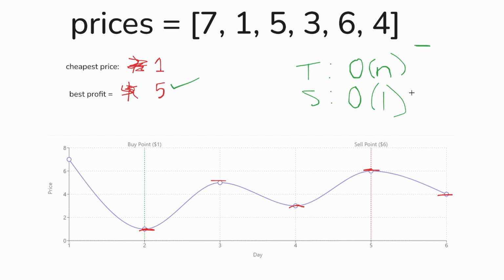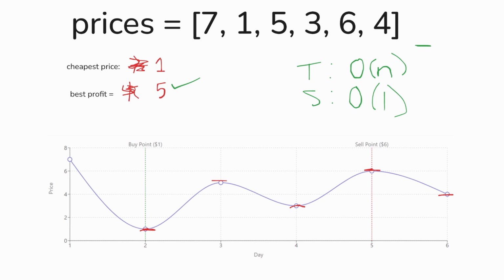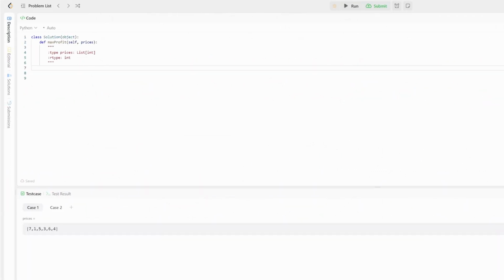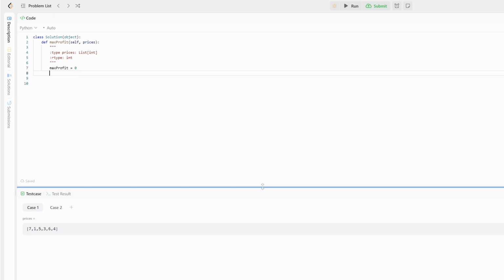So now let's get into the code. Okay, so let's start with the coding implementation. So first we're going to keep track of the max profit as we go through the prices array, and we're going to initialize that to 0 because we said if we don't find a solution, we're going to return 0. So that's just an easy way for us to do that.